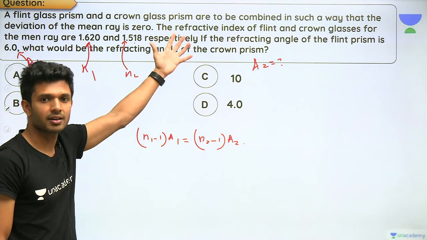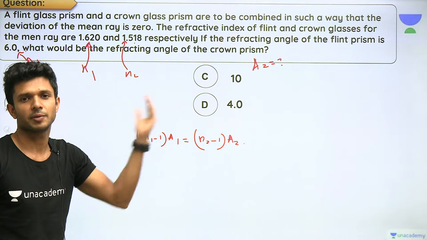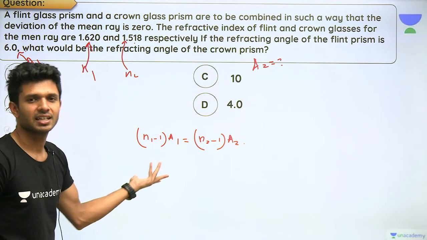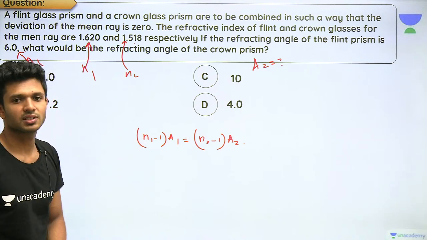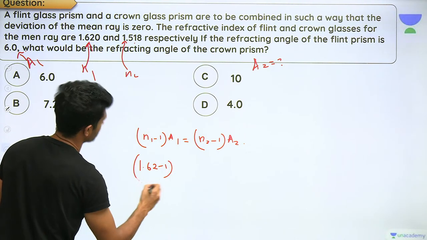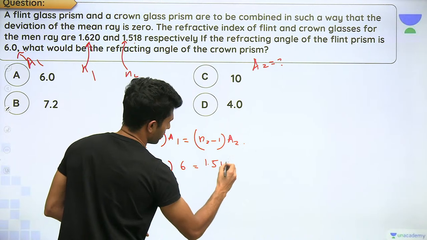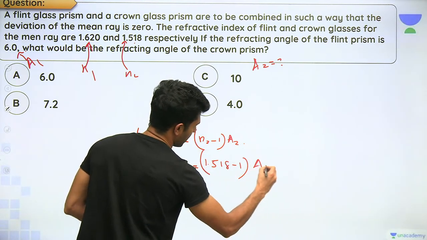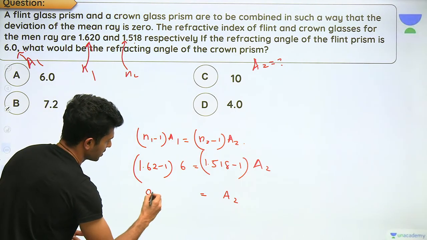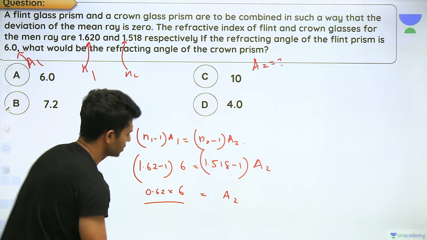Those who haven't learned this particular concept wouldn't be giving the answer, whatever time they take for solving it. Now, we know the concept. We already have the equation in our hand. What to be done? Just put the values in this equation. N1 is 1.62, minus 1, times A1, which is 6. What is N2? 1.518 minus 1. The value of A2 is not known. So 1.62 minus 1 is 0.62, into 6, divided by 1.518 minus 1, which is 0.518.